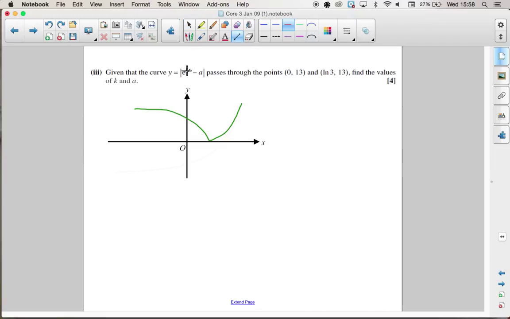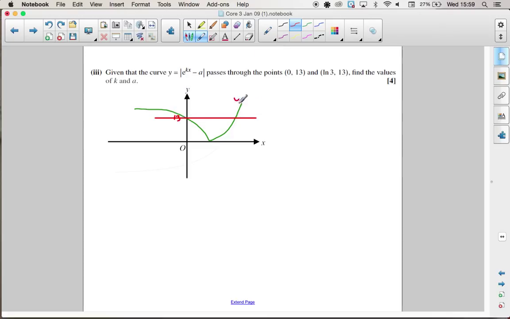For part 3, we're told that this curve here crosses through (0, 13) and (ln 3, 13). So if I draw a line across at 13, I know that that happens here, where x equals 0. So I know that it's positive 13 here.